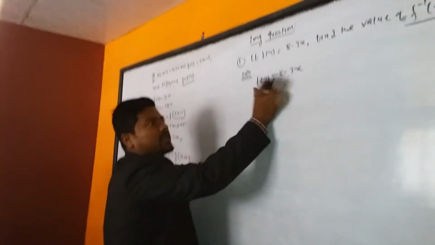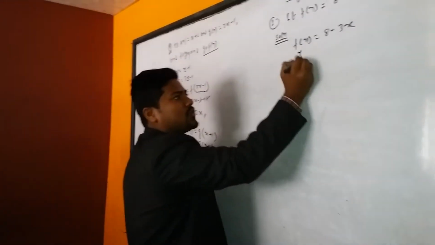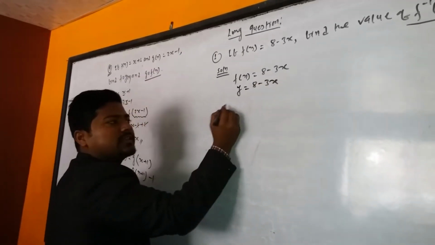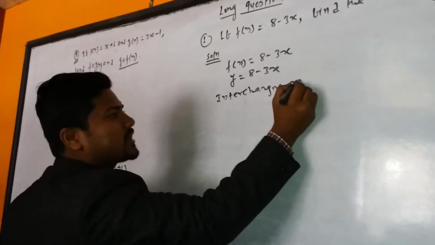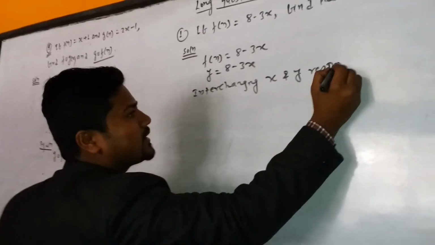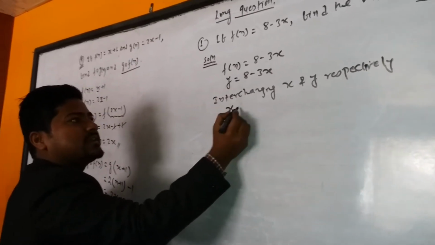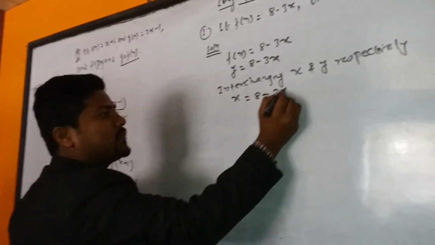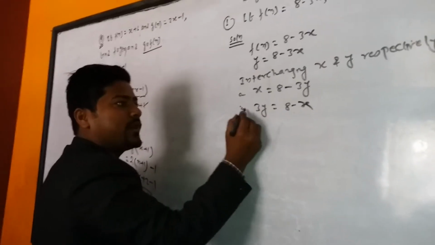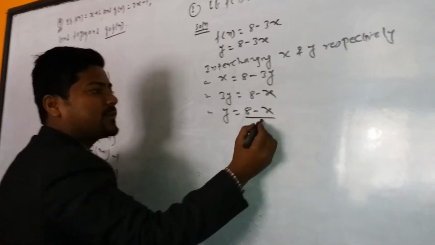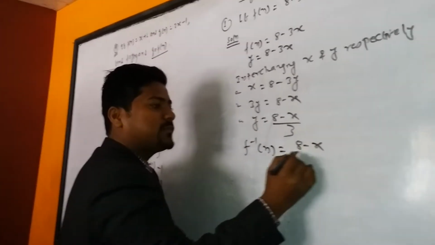So now f(x) is equal to 8 minus 3x. First of all, what to find? The inverse function. Then we can write y is equal to 8 minus 3x. Then after that, interchange x and y respectively. In the place of y we write x, and 8 minus 3y. So now minus 3y here, plus 3y. 8 minus x. What is y equal to? 8 minus x divided by 3. It means f inverse of x is equal to (8 minus x) by 3.